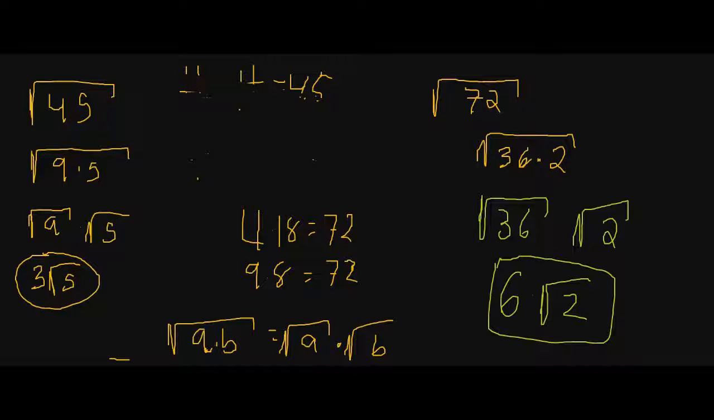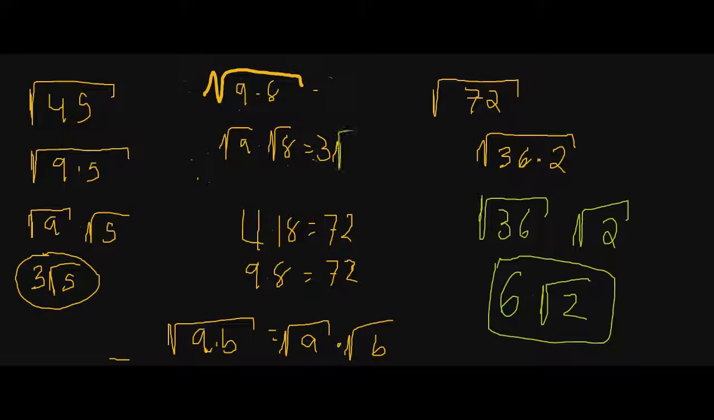So let me go ahead. I'm just erasing these right here. Great. Let's go ahead and try it out. So let's do the square root of 9 times 8, right? And we're going to get the square root of 9 times the square root of 8, which is going to give me 3 times the square root of 8. Now, what I mean is that I have to reduce the 8 even further, right?